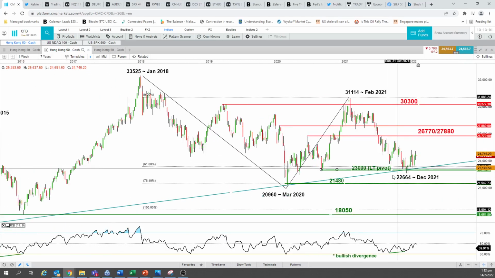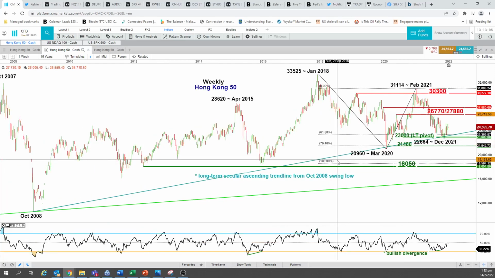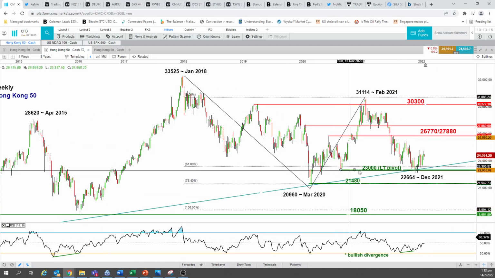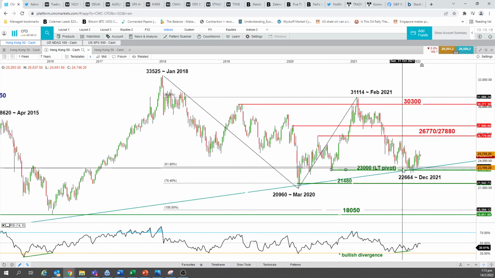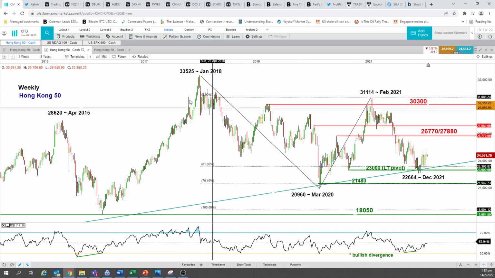Why this level is key, because it is the long-term circular trendline support that is still in place since the great financial crisis low of October 2008. So definitely this is a key long-term pivotal support to watch to maintain any tactical rebound that we will have in the shorter term on the Hong Kong 50.